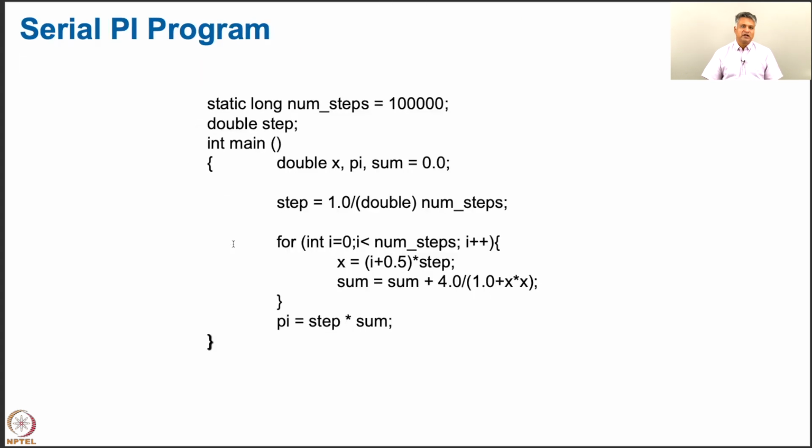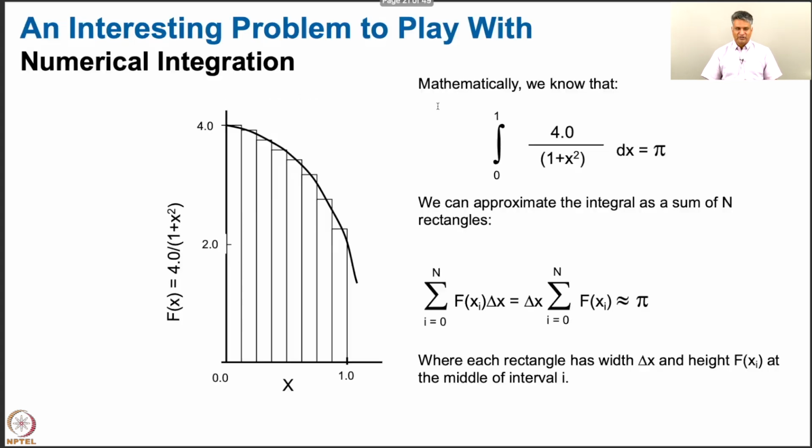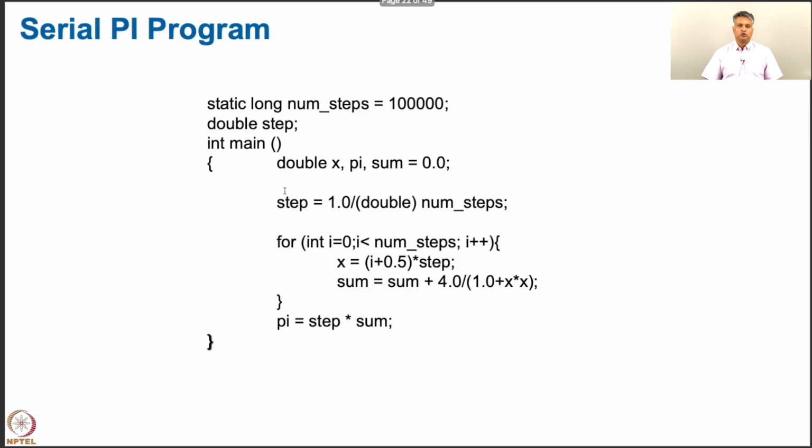So if I were to look at a serial program, I will now say how many steps I want to take. Now it is quite obvious, the more steps that I take, the more accurate the answer that I will get, but the harder the effort that I need to put in. So just for an example's sake, we will take about 100,000 steps over here.